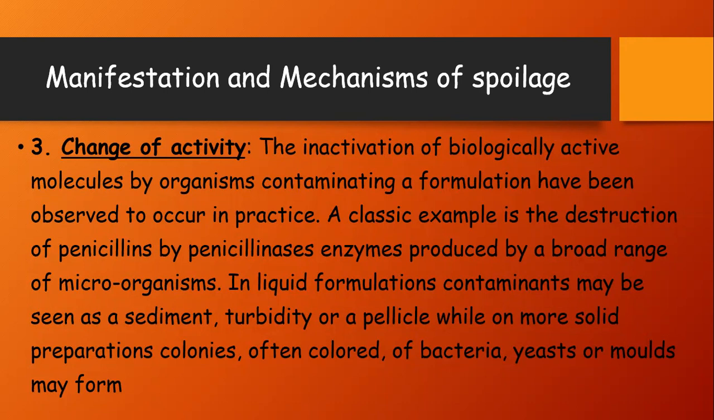Or some product that is supposed to be clear is becoming turbid. You now discover that you can't see clearly through this product. Then you are scared. Or when the product is naturally supposed to be turbid, but the product is now clear, then you begin to wonder, what is the problem? So change of activity by microorganisms is another manifestation of mechanism of spoilage that is observed during contamination by microorganisms.